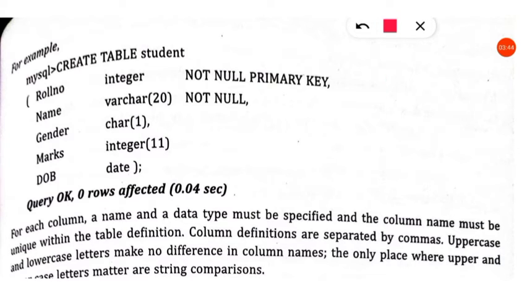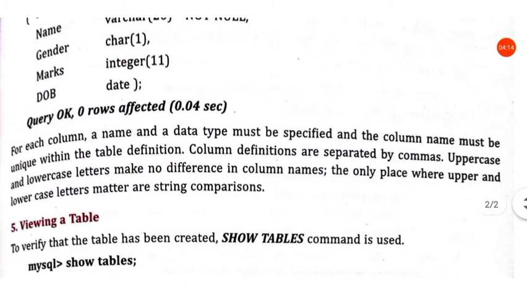Then the next column is marks and its data type is integer 11. So integer 11 means 11 digits can be present in the marks. Then date of birth, for date of birth we use the data type date. Then to mark the end of the statement, parenthesis close, then semicolon. After that, query OK, 0 rows affected will be given.